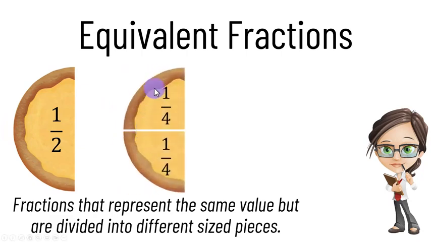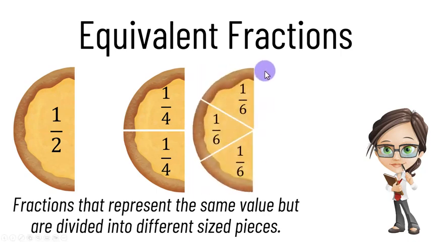Well, now I have 2/4. Each of us can have 1/4. One half is equivalent to 2/4. But what if I have two friends coming over? Well, I know that one half is equivalent to 2/4, but if I need to share it with two other people, I could split it up into 6. One half is also equal to 3/6. I cut that one half into 3 slices.